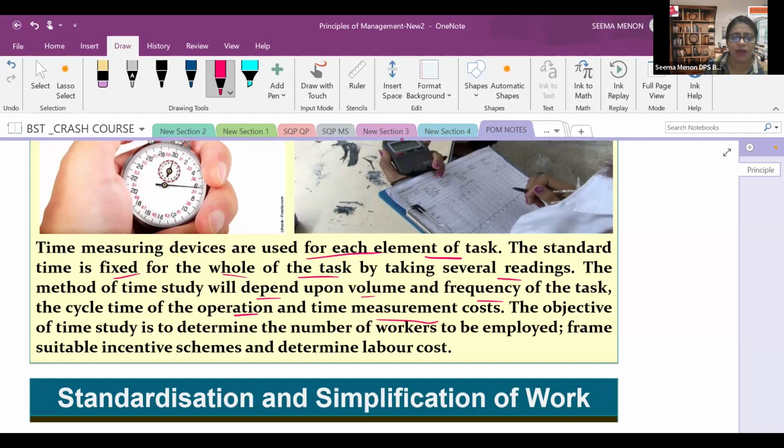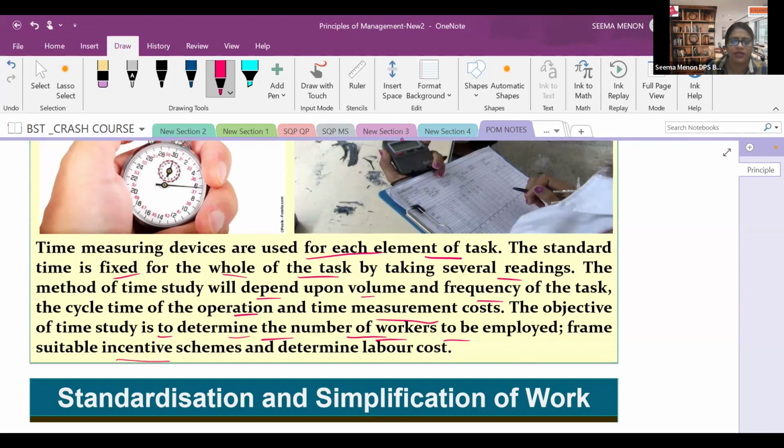The objective of time study is to determine the number of workers to be employed. That is also coming there. In time study, they will see for one work how much time is needed to complete a particular task, say 2 hours. Then to complete the total task, how many employees are needed. So that way they determine the number of workers.